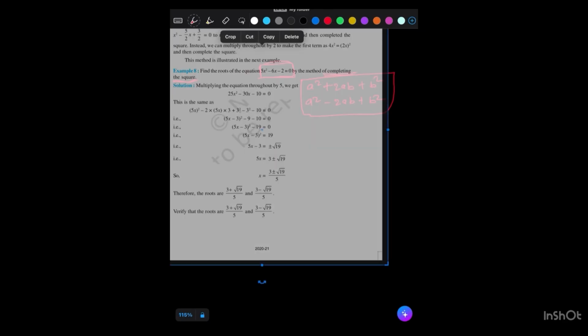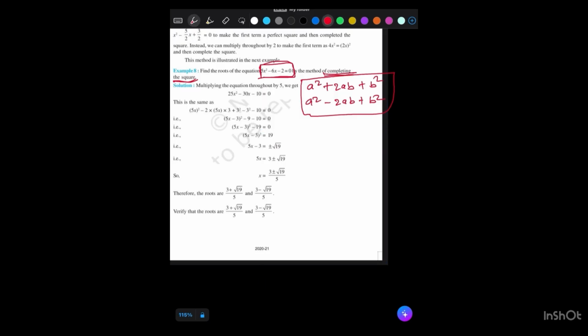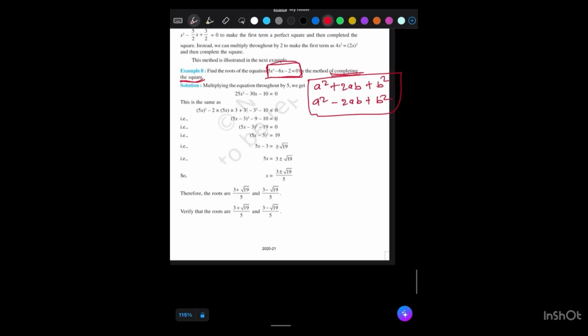So how are we going to get that? That is the thing. That's where everyone would feel it is very difficult in the initial time. So let's dive into the solution. First, what they're doing is multiplying the equation by 5. Why 5? Because there is 5x squared, right?